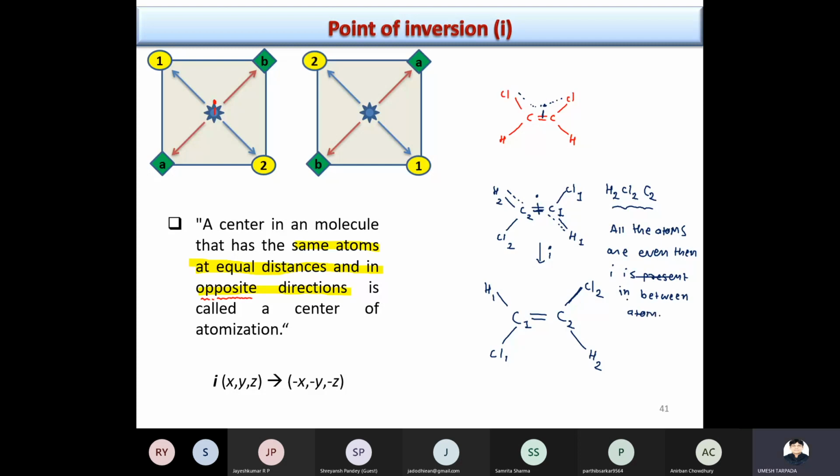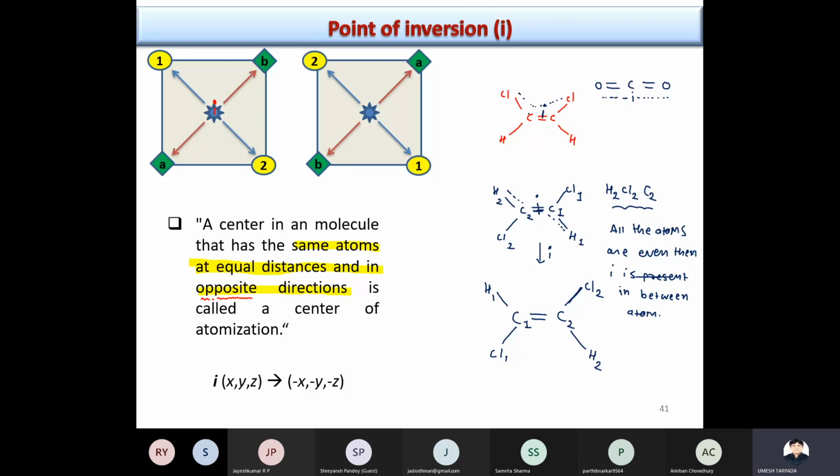I is present in between atoms. And if one of the atoms is odd, then I is present on the odd atom. See, this is also a symmetrical molecule. Where is I? I is on the carbon atom. Good, because at whatever distance one oxygen is there, in the opposite direction at the same distance another oxygen is there.